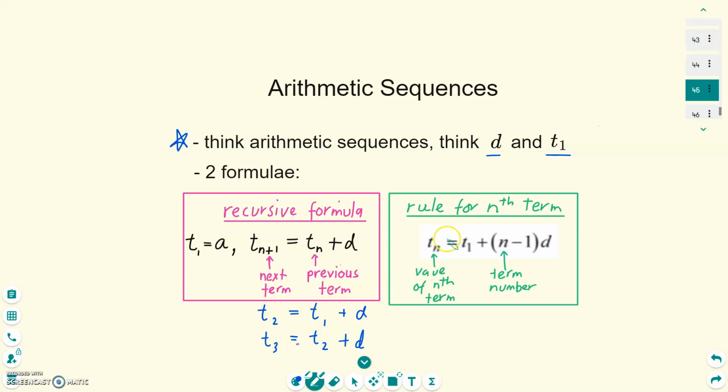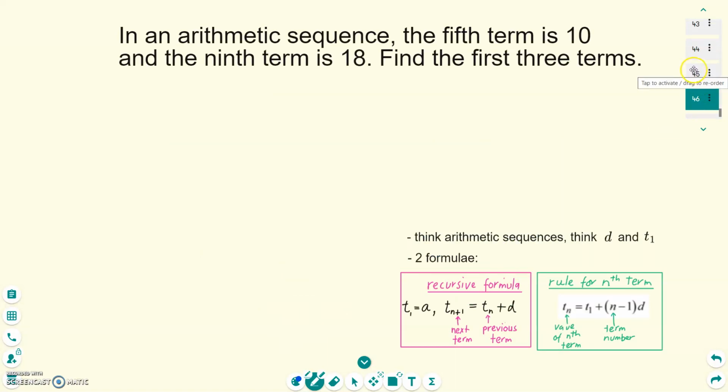So, you use this recursive formula to generate a sequence. You use this rule for the nth term and I will show you how we use it soon. Just make sure you copy these two formulas down and know the difference between both. And notice that the recursive formula has this weird Tn plus 1 equals blah, and the rule for the nth term just has Tn. And let's just give it a go.